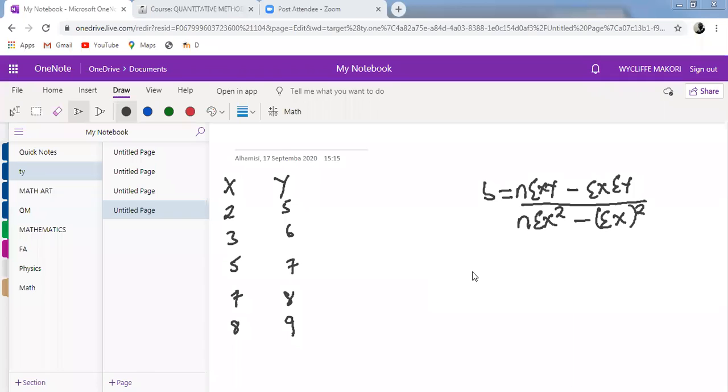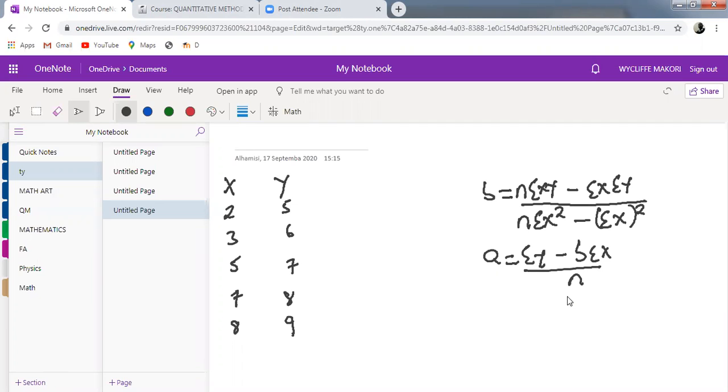After knowing how to calculate the value of b, we can now also calculate the value of a, which is given by a is equal to summation of y minus b summation of x, everything divided by n. That is how we get the value of a.